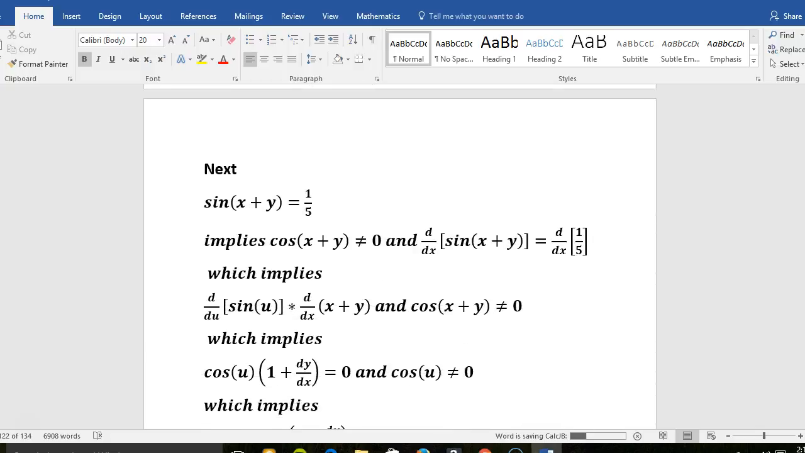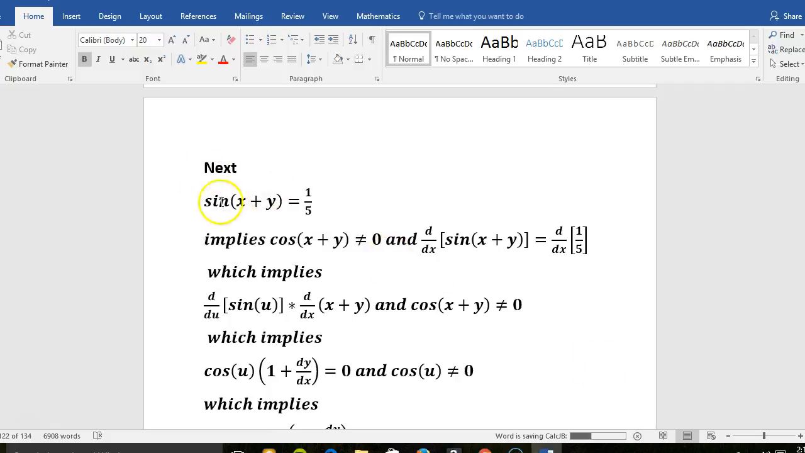Okay. Moving on to the next problem. The sine of x plus y equals 1/5. Now that implies, guys, if that's true, well, if I do the derivative of both sides, okay? If the sine of x plus y is 1/5, well, let's see. What do I get here? Let me stick d by dx on both sides.